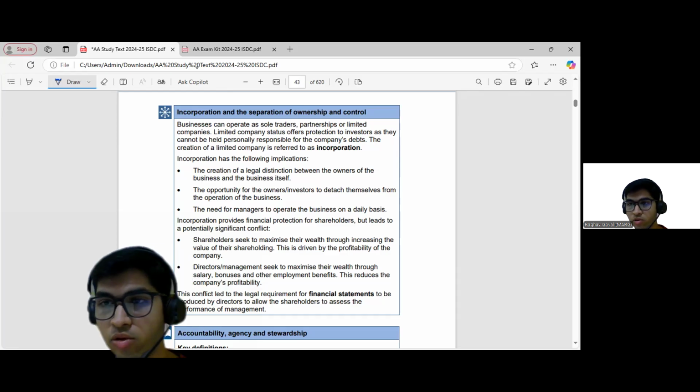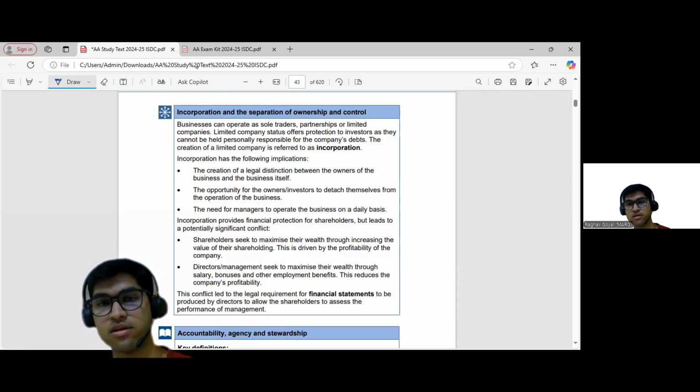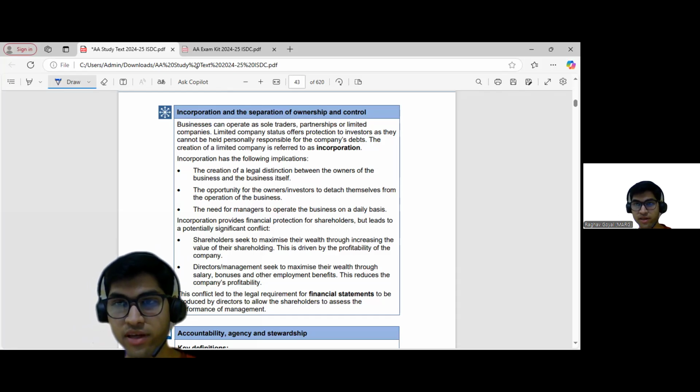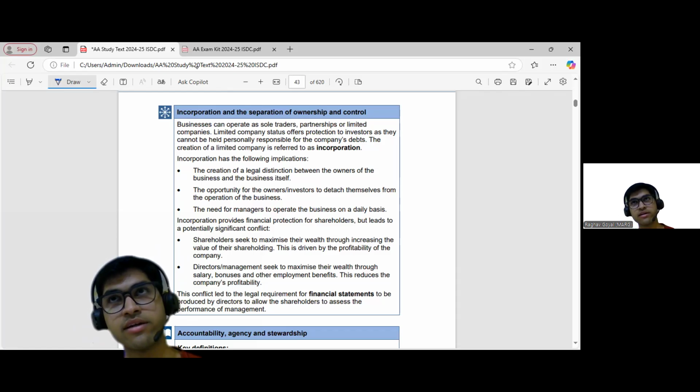But am I in control of the daily operations? No, I'm not. Who is in control? It's the management of Reliance. They are in control. But my money is at stake and the directors are controlling it. So I will need confidence, right? That they are in a good position to use my funds because it's my hard-earned money. No one likes to lose it.